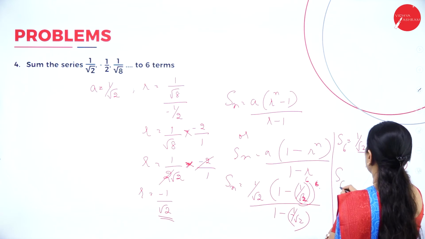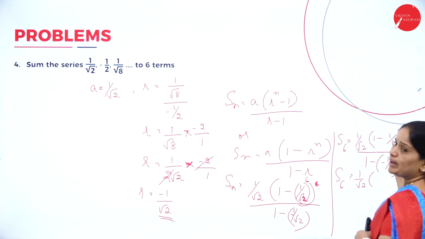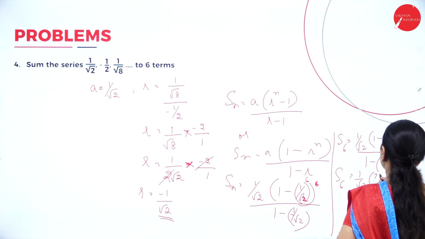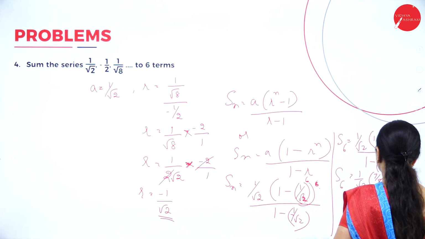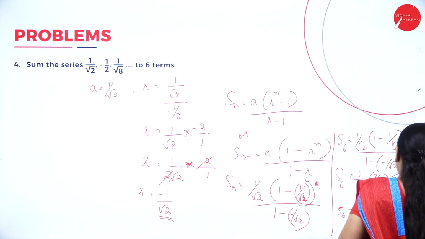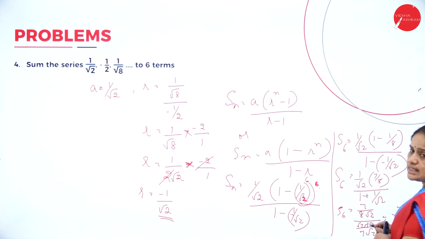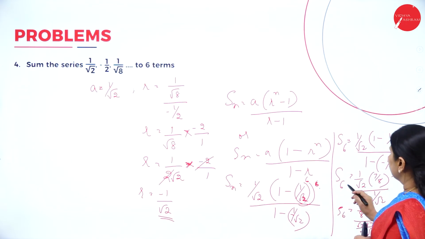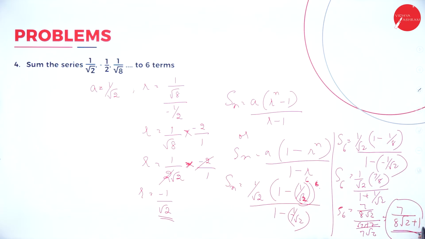So, this will be S6 equals 1 by root 2 into, so 1 minus 1 by 8 is 7 by 8, whole over 1 plus 1 by root 2, or this will be equal to, I get 7 by 8 root 2 plus 1. So, this is the answer. So, when I simplify half into 1 minus 1 by 8 to half into minus of minus 1 by 2, the end answer will be 7 by 8 root 2 plus 1.